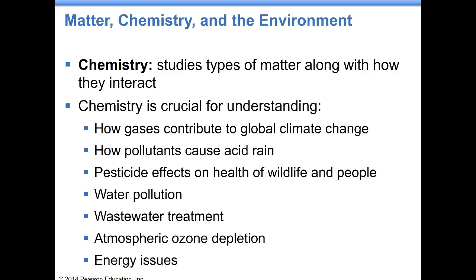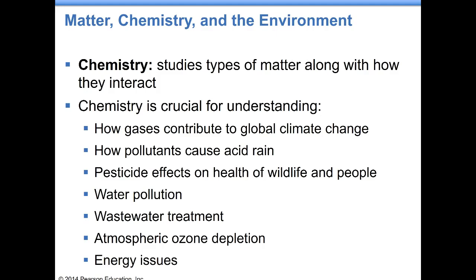We're going to talk about atmospheric ozone depletion. That was happening huge in the 70s and the 80s because of different chemicals that we were using in air conditioning and in some aerosol containers. And we're going to see where that is. And then we're going to talk about some energy issues. And we're going to focus on renewable energy resources.